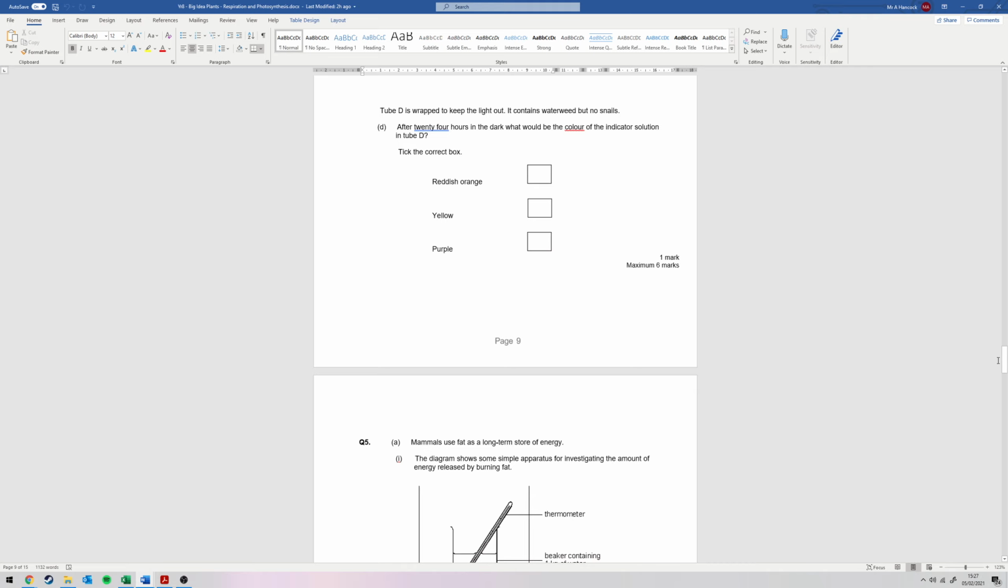Tube D is wrapped to keep the light out. It contains waterweed but no snails. After 24 hours in the dark, what would be the colour of the indicator solution in tube D? Tick the correct box. Would it be reddish orange, yellow, or purple?